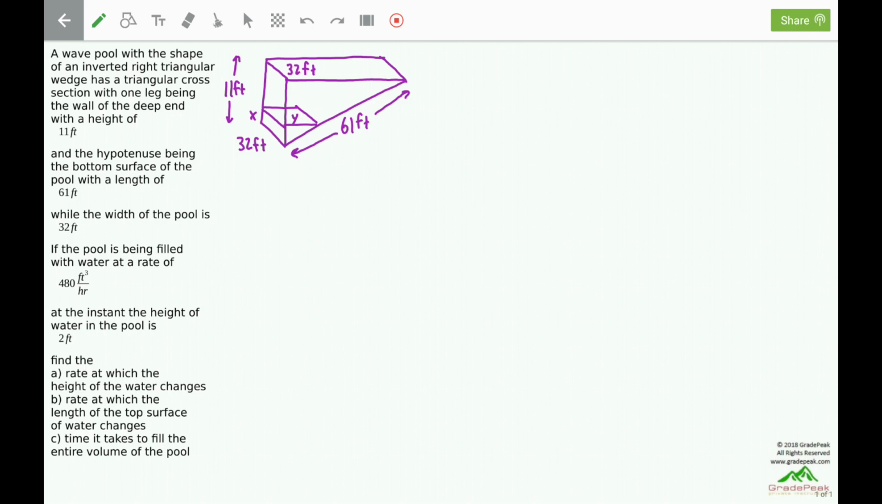We're given the rate at which water is filling into the pool. It's 480 feet cubed per hour. Because of the units feet cubed, that indicates that's a volume rate. So V prime, or dV/dt, is positive since it's filling up and increasing the volume: 480 feet cubed per hour. We want to look at the instant the height of water in the pool is 2 feet. That'll be the x. We don't want to label that on the picture, though, because x will be changing. We just want to look at this instant to calculate our values.